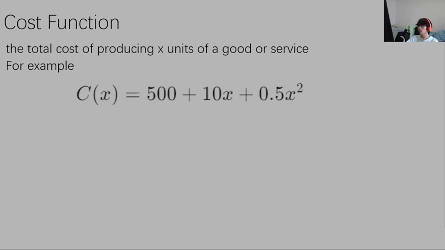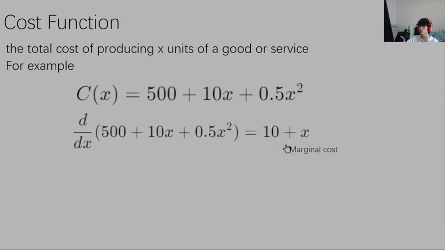The derivative of the cost function gives the marginal cost, which is the additional cost incurred from producing one more unit of output. It is a key measure for firms in decision making because it helps them determine the cost impact of increasing production by one unit.